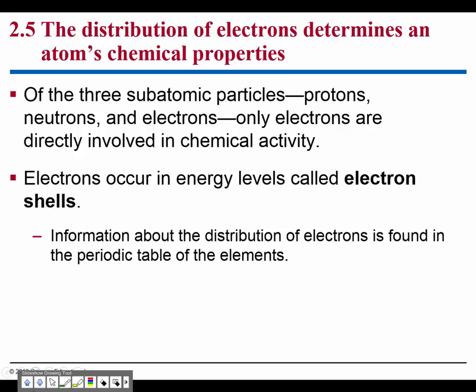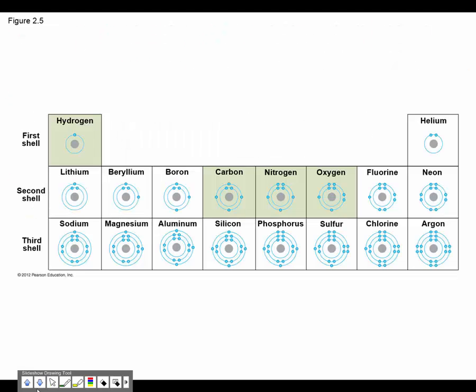So when we're looking at the protons, neutrons, electrons, only the electrons are involved in the chemical activity. The chemical activity is a keyword. Electrons occur in energy levels called electron shells, and we'll draw that up here in a second. And when we look at the electron shell distribution, we can look at the periodic chart and kind of see what's going on. Well, there's a periodic chart. We'll just go straight to that.